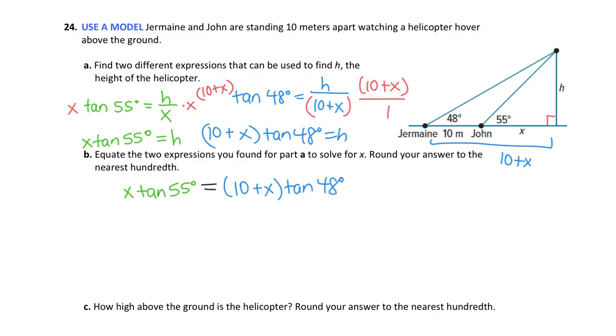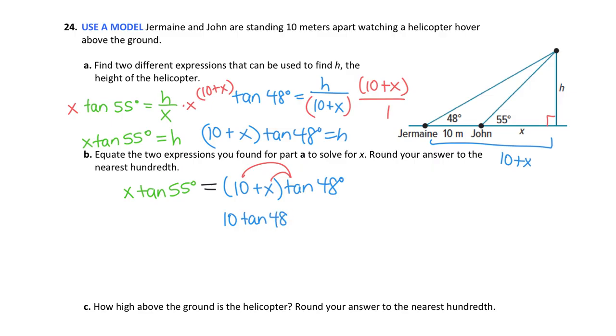So we need to get the x's together. So in order to get it out of the parentheses, I have to distribute. So I'm going to distribute the tangent of 48 to both of these. And remember, tangent of 48 is just a number, but we're not going to plug it in our calculator and get an estimate because we want to estimate only at the very end.